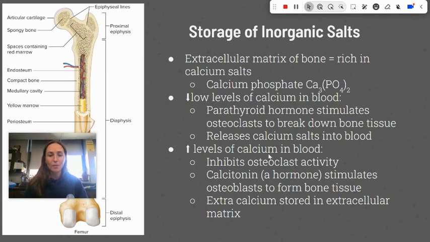If we're going the opposite way, there are high levels of calcium in the blood already. That's going to inhibit osteoclast activity. So the osteoclasts are going to chill out. A different hormone, calcitonin, is telling osteoblasts, hey, it's time to form that bone tissue. So take that calcium and put it into the bones. Here I like to think, oh, calcitonin sounds like calcium, right? It's going to tell our cells to store that calcium in the extracellular matrix. So I think calcitonin is going to be extra calcium getting stored in those bones.